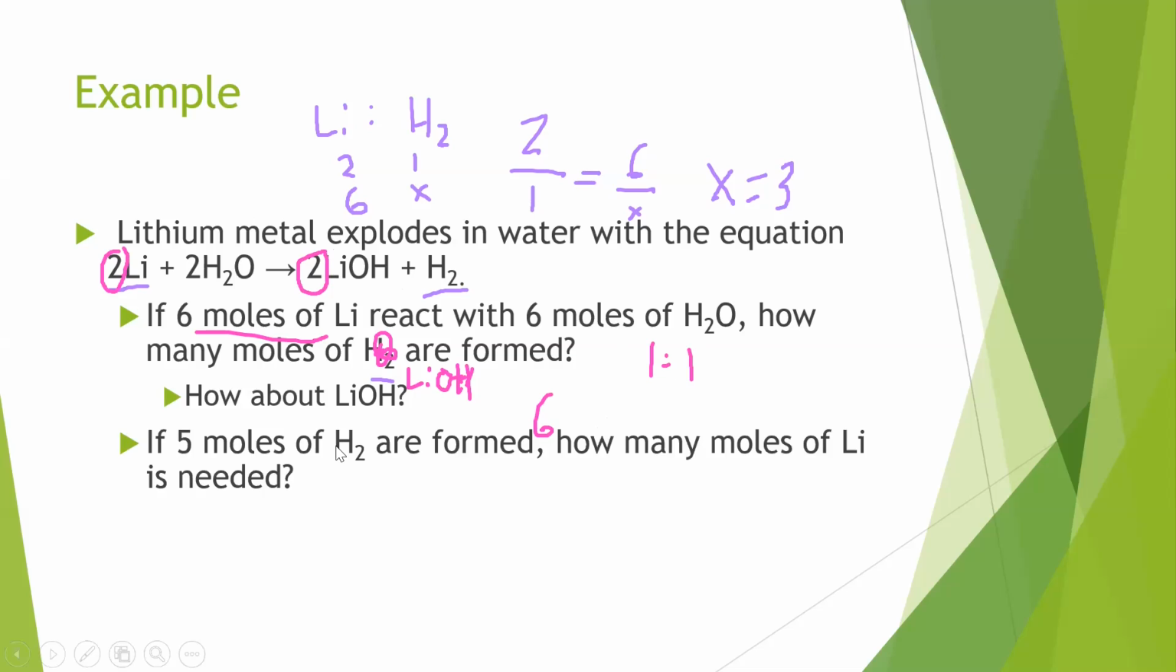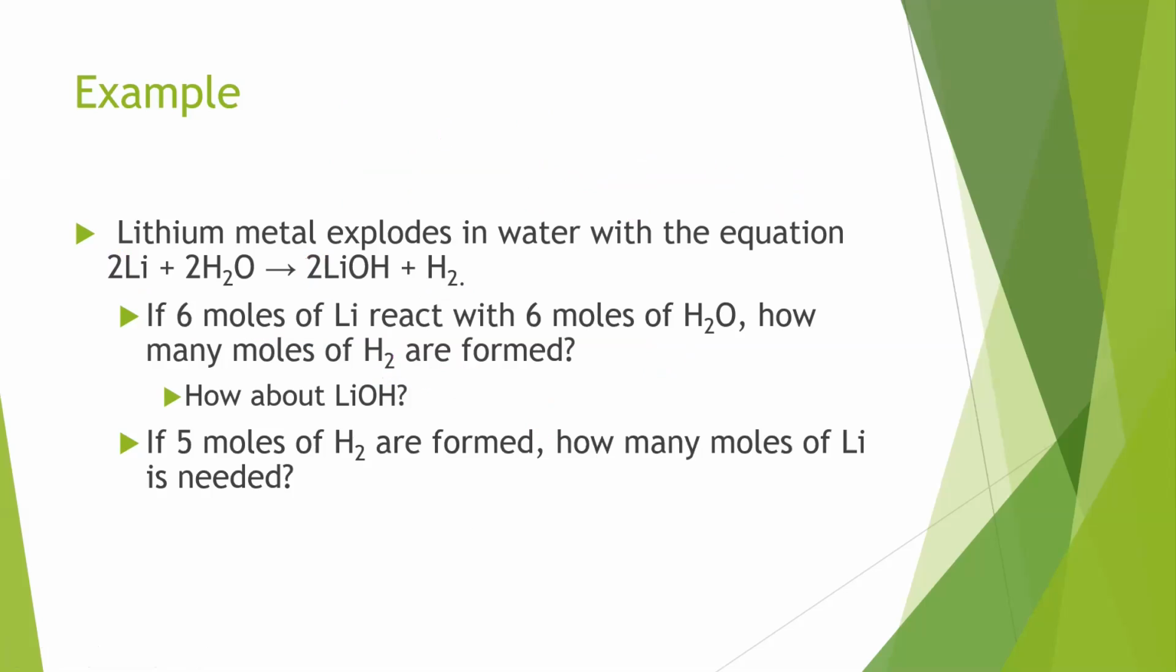So let's rephrase it. If 5 moles of H2 are formed, so instead, in the last problem, we talked about reactants, but now if we're given 5 moles of product, how many moles of Li are needed to react? So this is basically the reverse. Remember, everything can be solved with this equation right here. Basically, the numbers give us a ratio, and that's what I want to stress.